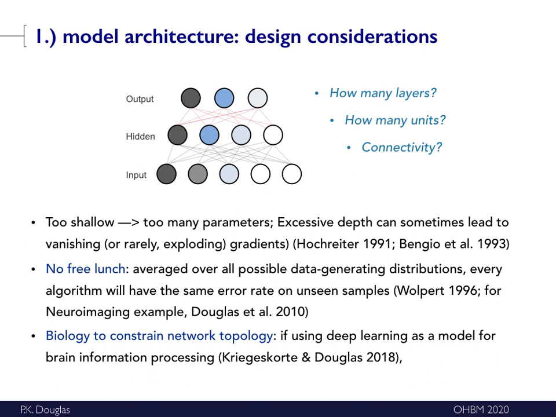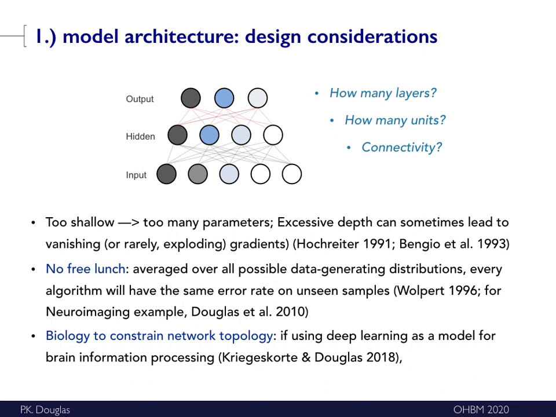As we've just seen, networks that are too shallow may overfit. However, excessive depth can sometimes lead to vanishing gradients. Are there guiding principles to help a user define the number of layers, the dimensionality, and the model connectivity? Unfortunately, the short answer is no. The no free lunch theorem demonstrates that no one algorithm is universally optimal. Averaged across all possible data generating distributions, algorithms will have the same error rate on unseen data.